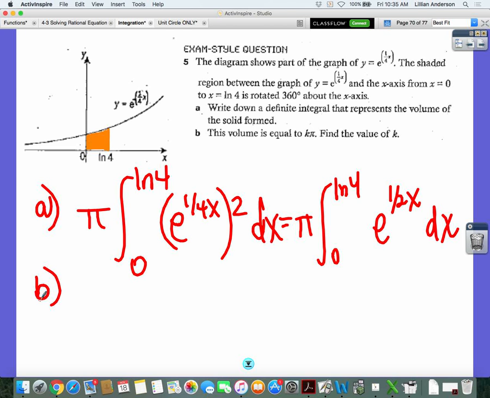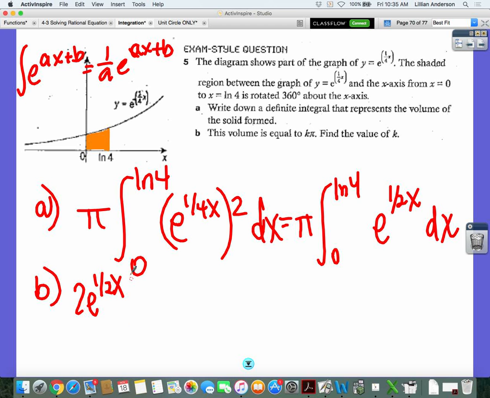So here we go. It says the volume is equal to k pi. So you have to determine the definite integral for this, and then set it equal to k pi. Or can you just set it equal to k, because you can divide by the pi on the outside? You can do that too. What's the antiderivative of e to the 1/2 x? 2e to the 1/2 x. Very good. That is one of those. Remember, it's 1/a. Okay? You evaluate that from 0 to ln4.